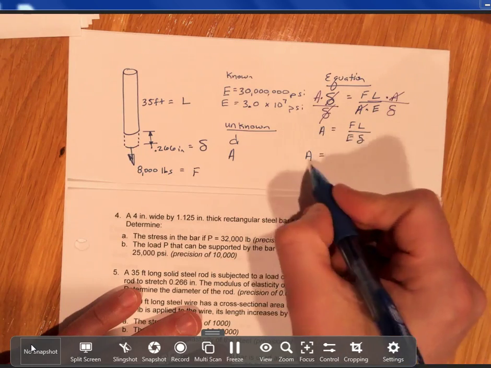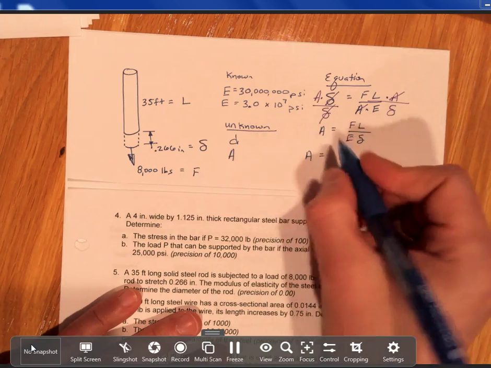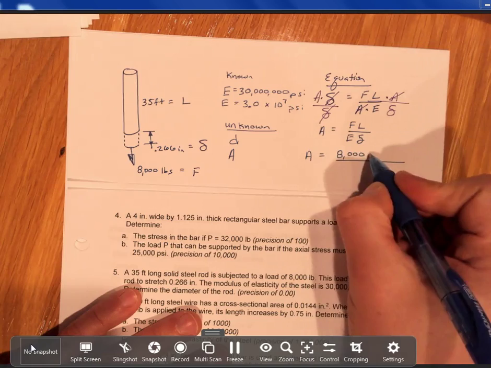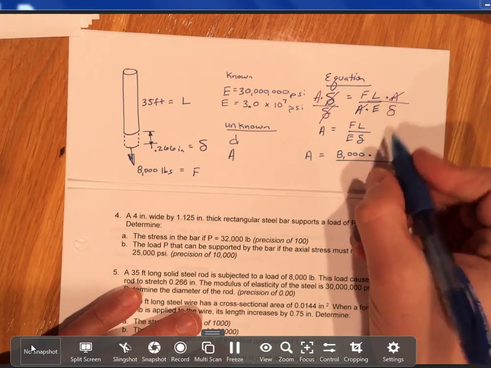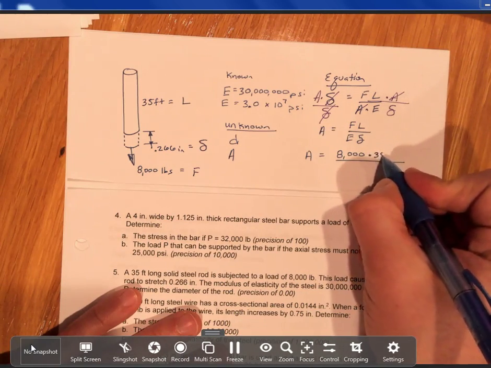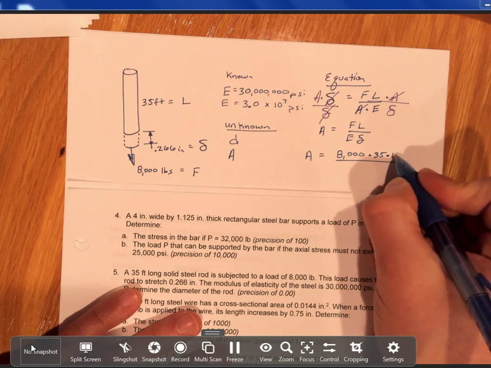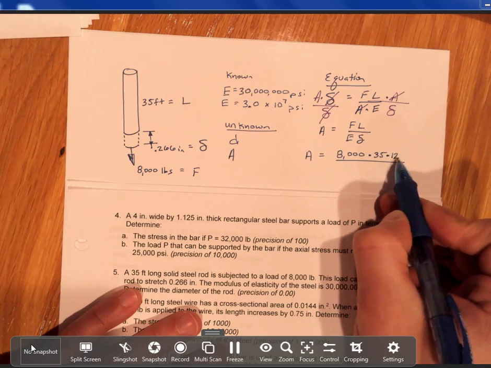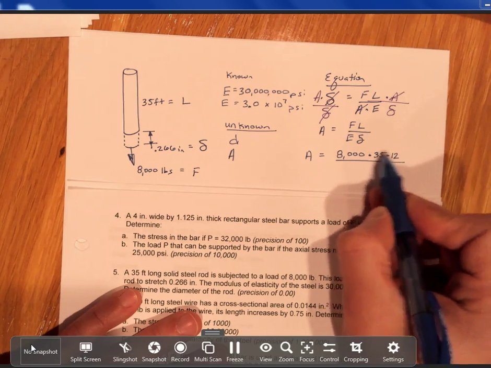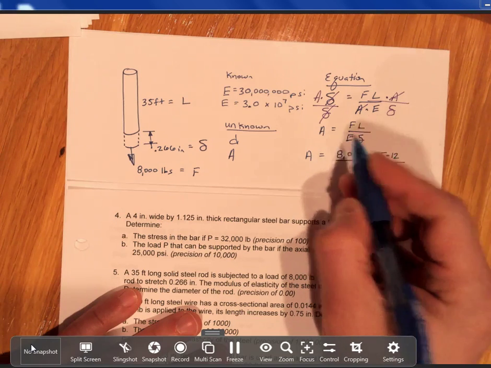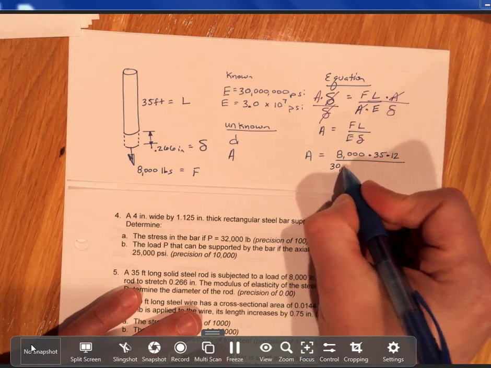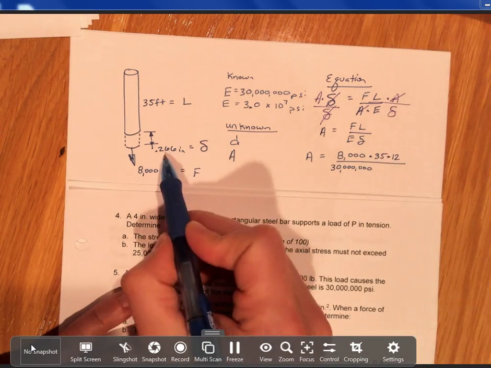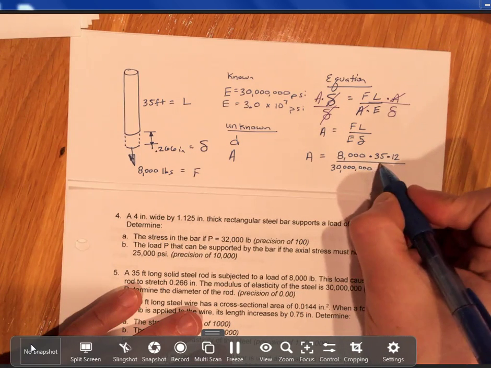So I don't know the area. The force was 8,000 pounds. The original length was 35 feet. I do want that in inches. So to convert that to inches, I'm going to multiply by 12. So I'll just put that there. That's 35 feet times 12 inches in each foot. So this will become inches. The modulus of elasticity was our 30 million. And the deformation was the 0.266.